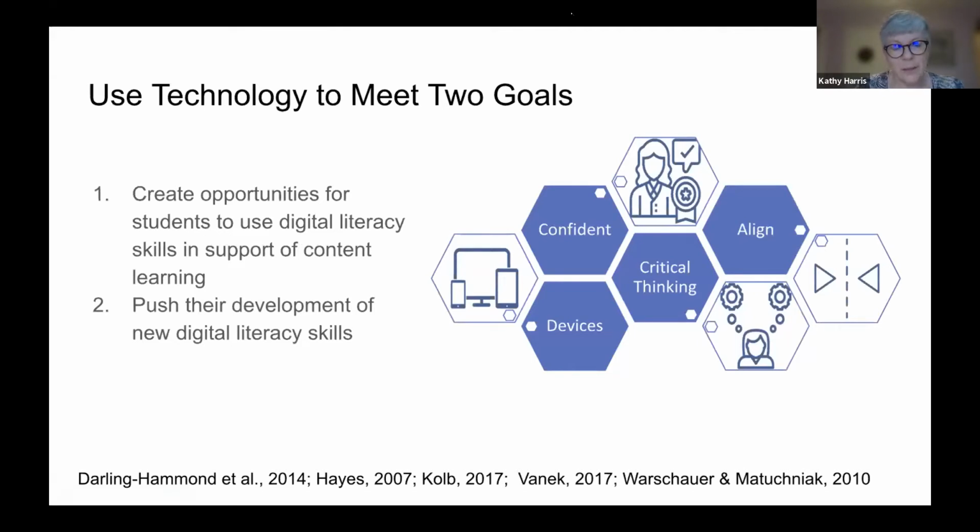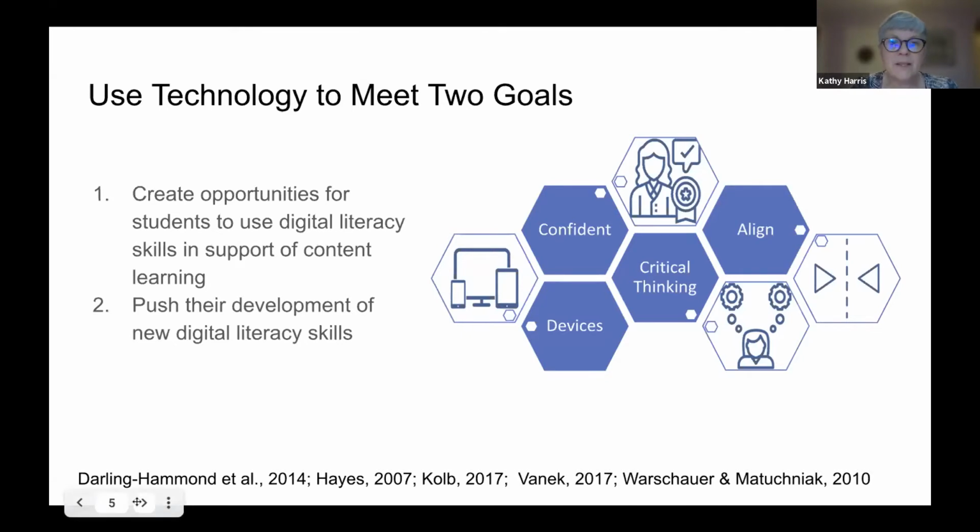I appreciate it. So technology used in and of itself does not produce better learning outcomes for students. So we need to think about using technology to meet two goals. One is creating digital literacies in support of content learning, and another is, in doing that, pushing their development of new digital literacy skills.